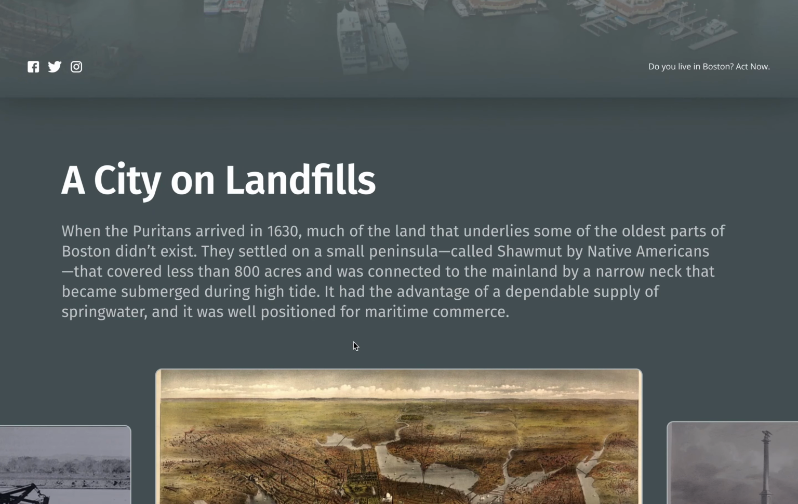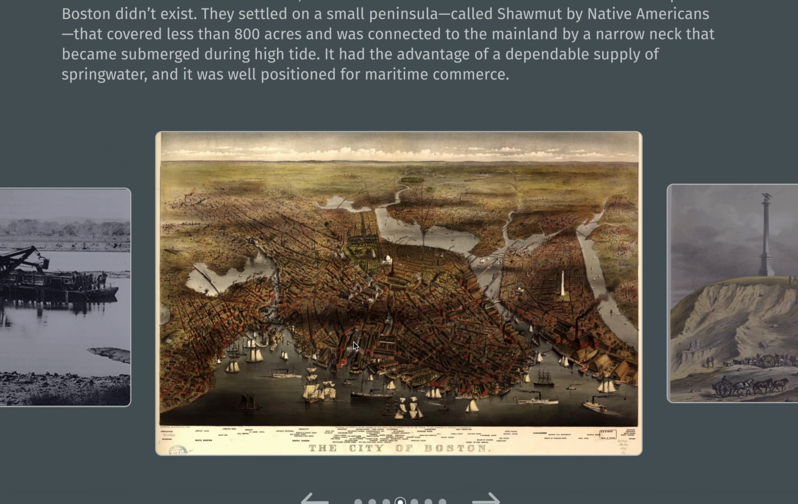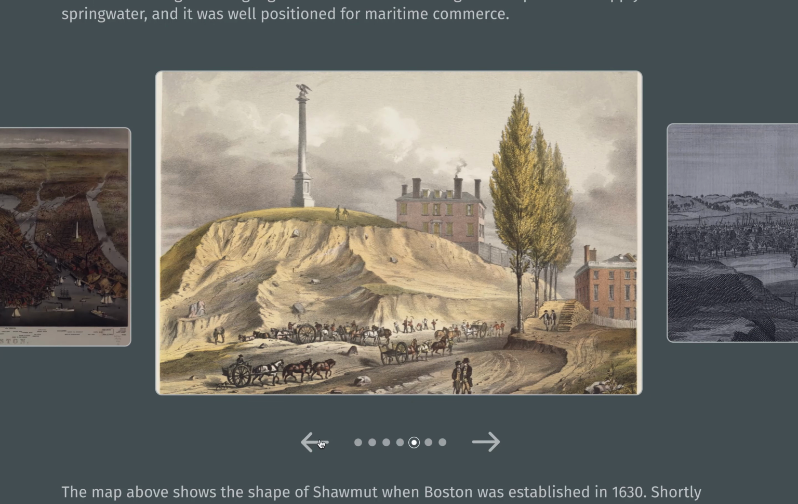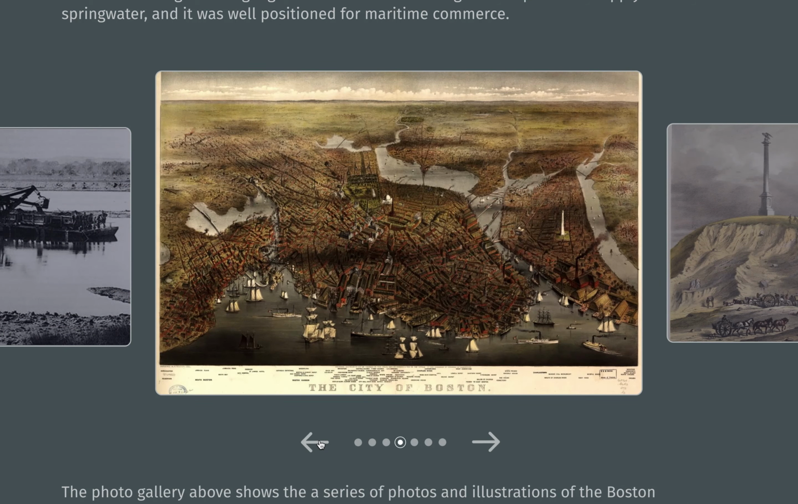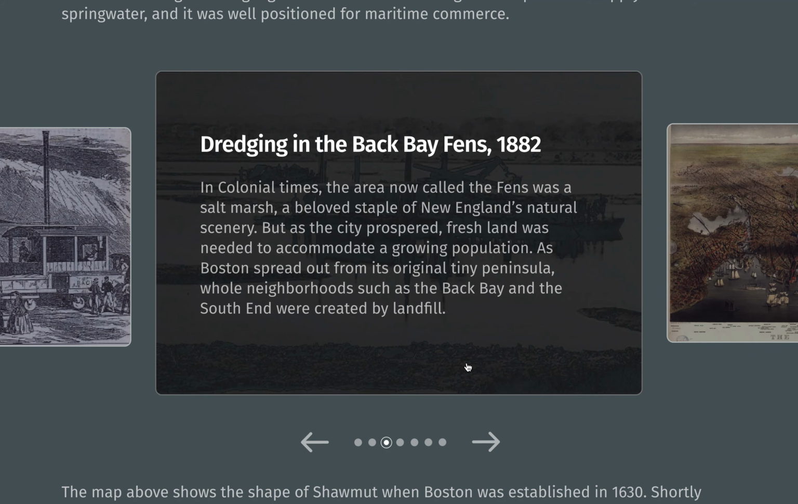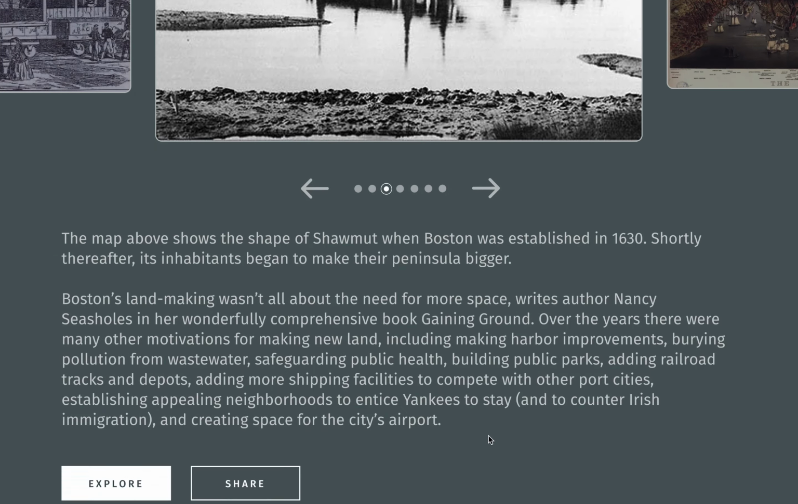When the Puritans arrived in 1630, much of the land that underlies some of the oldest parts of Boston didn't exist. This photo gallery feature shows a series of photos and illustrations of the Boston landscape when Bostonians first began to make their peninsula bigger. You also have the option to view more information by tapping on the photos you are interested in. Let's explore more in the past.